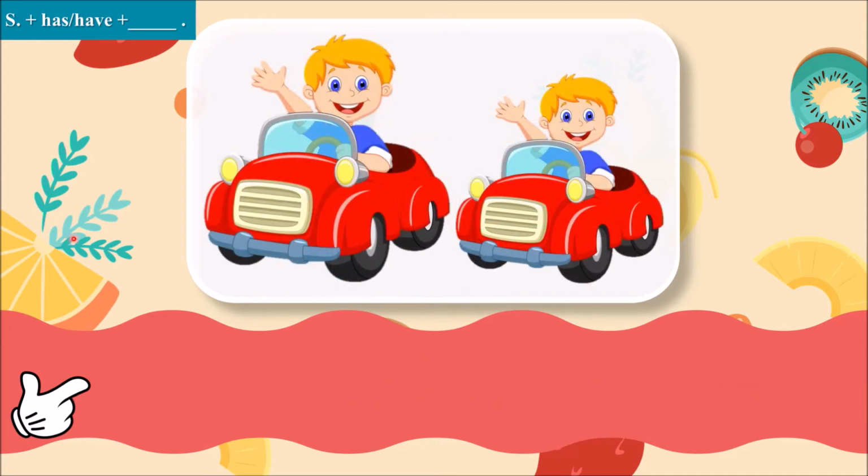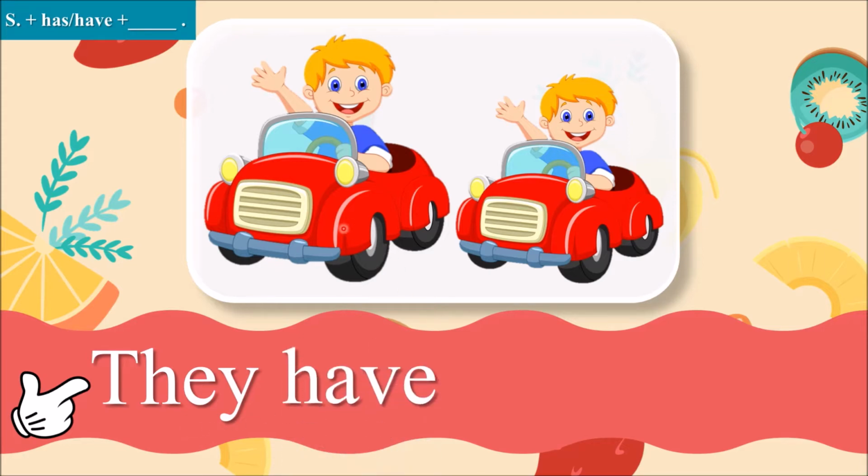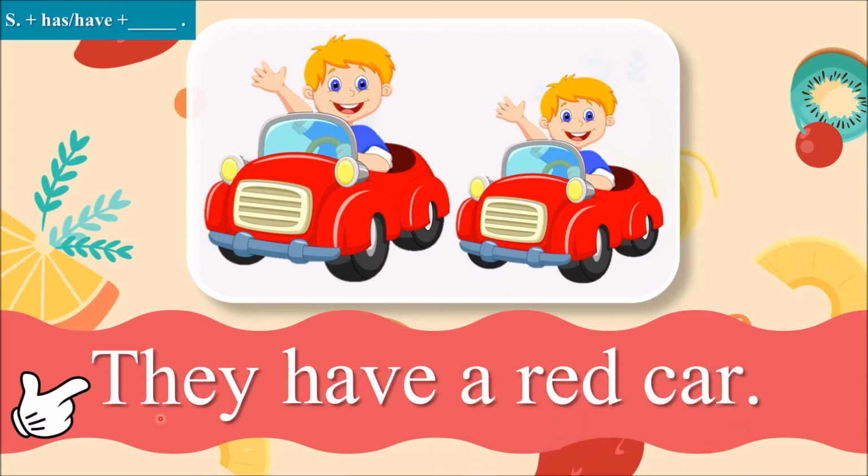Next, if we have more than one person, we use they. In this picture, we have two persons. We use they. They is plural subject, and we use have. And this is a red car. For this picture, they have a red car. They have a red car.